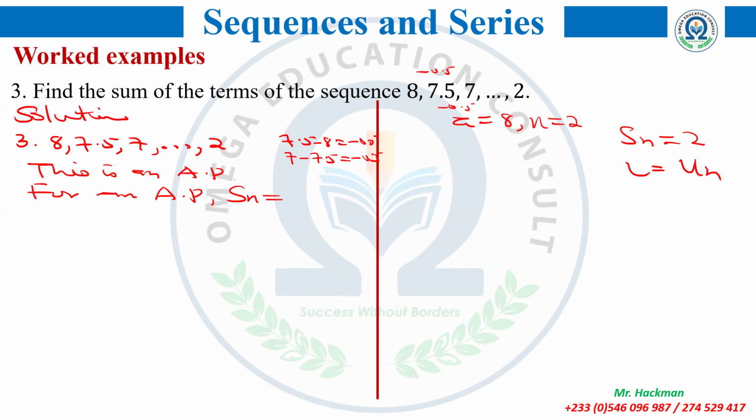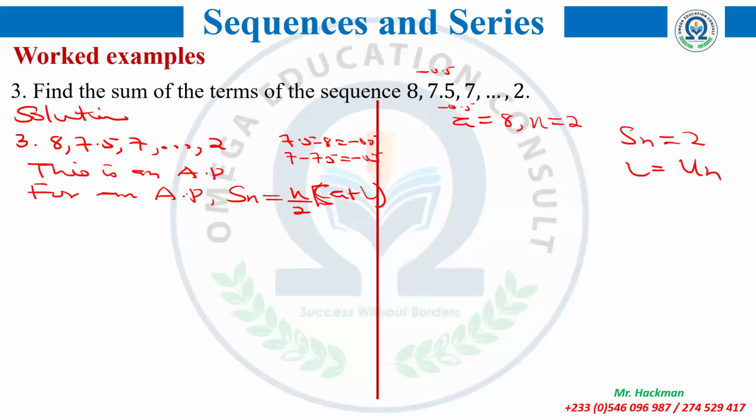N over 2 into bracket A plus L. This time, it will be the ordinary bracket. All right, so you know your A. We need to go and find our L. Is that clear? Do you know L? You don't know L. So let's see how best we can find L.